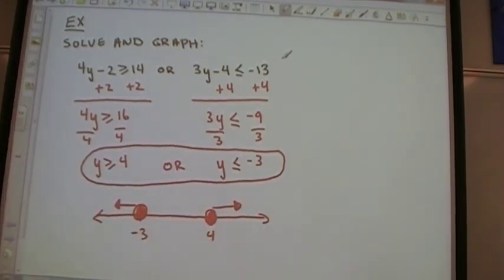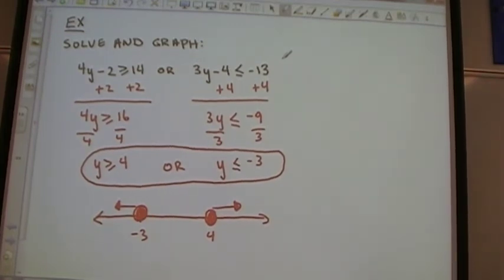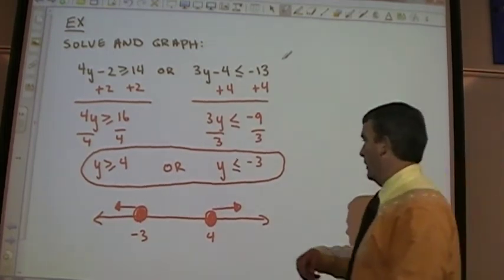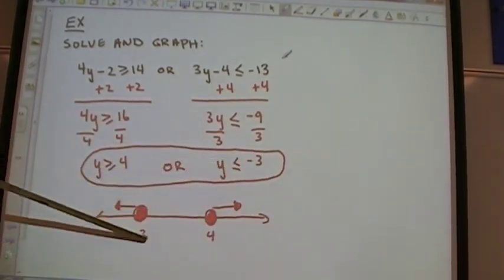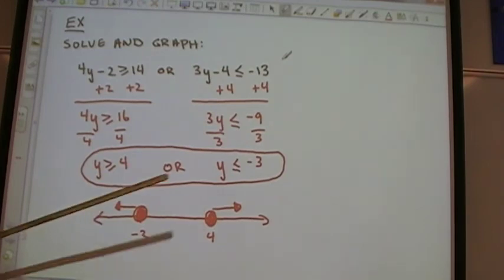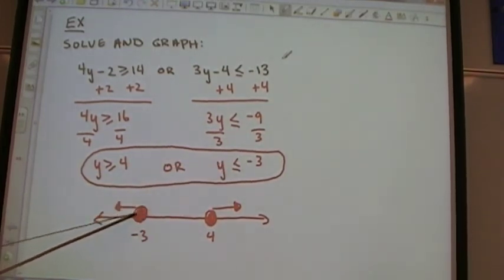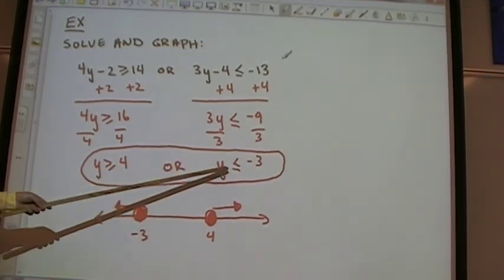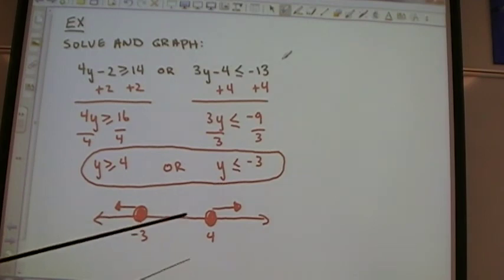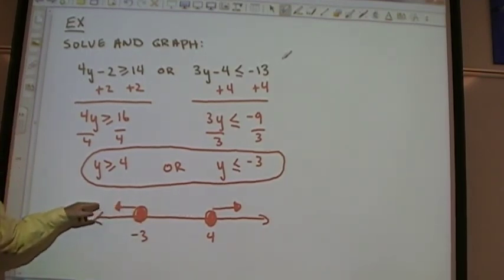Yes? Can you go over one more time how to graph them? Yeah. All right, so I'm graphing this one first because that's the smaller number, okay? Y is less than or equal to. Equal to sign means you have to close your circle to include the negative 3. That's part of your solution. Less than means what numbers are less than negative 3. Everything to the left. So that's why I shade to the left.